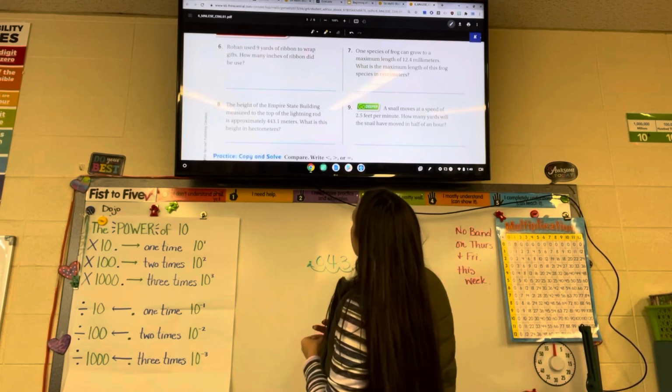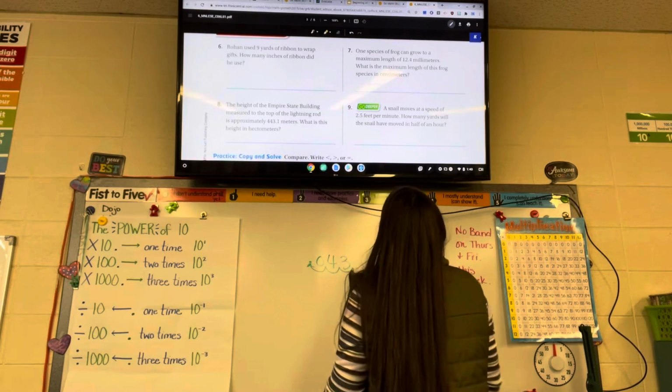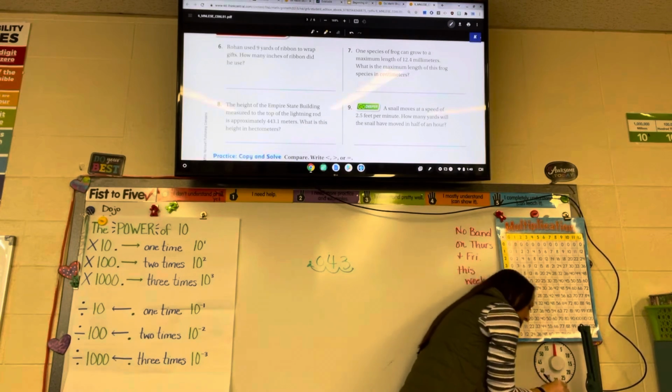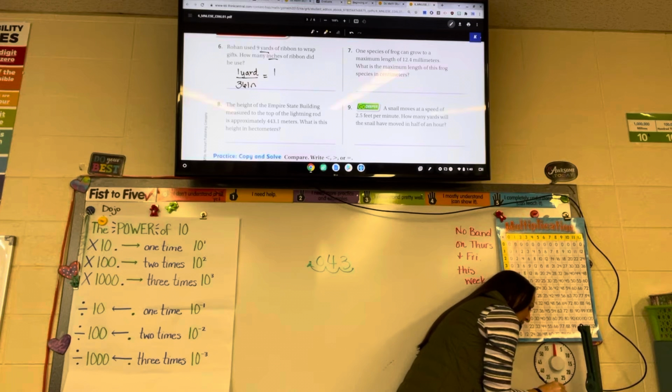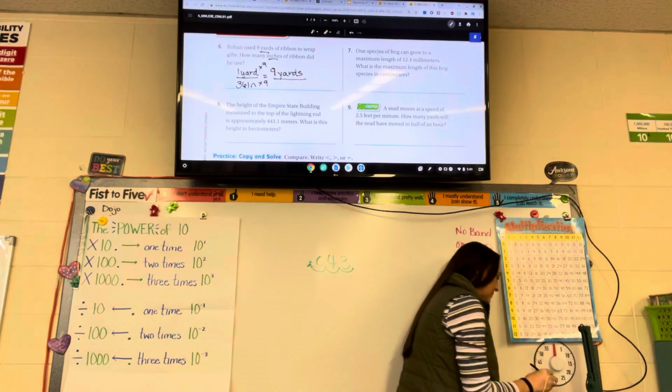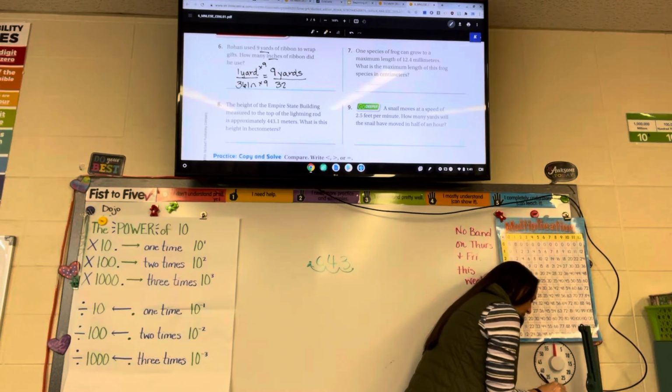Rohan used 9 yards of ribbon to wrap gifts. How many inches of ribbon do they use? So we are using yards and inches. So 1 yard equals how many inches? Oh, no, not 12, 36 inches. But we want to do 9 yards. So what do we multiply by? 9. And if you do it to the top, what's 36 times 9? 324 inches. So our answer for this is 324 inches.